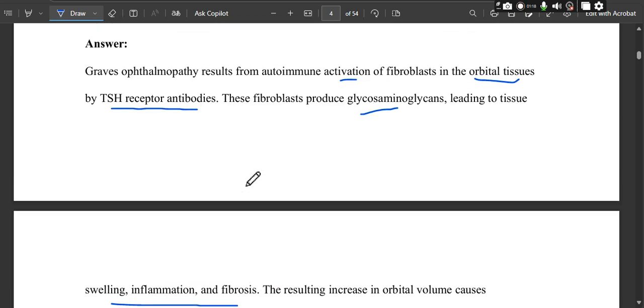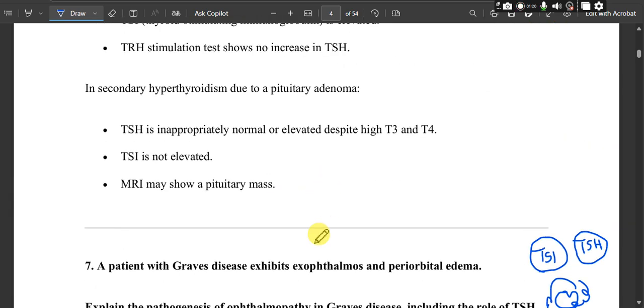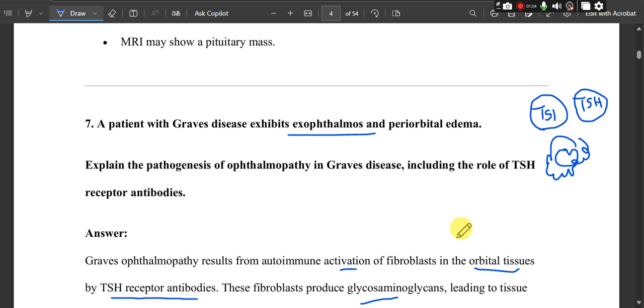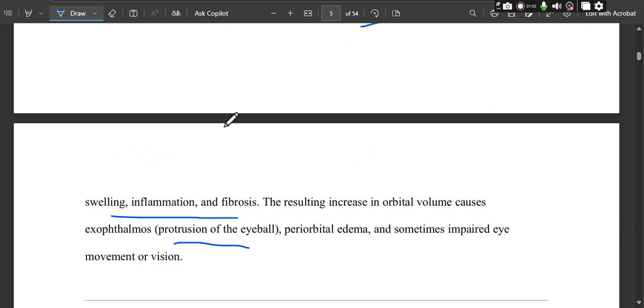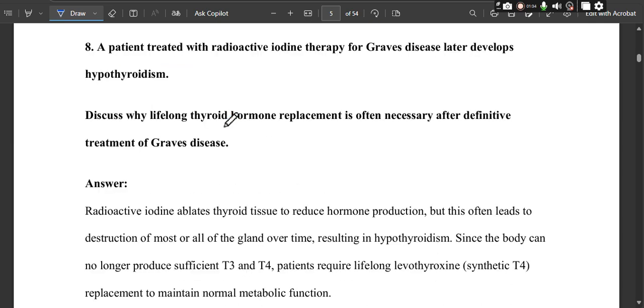This is what is called exophthalmos, with periorbital edema. So there is edema taking place behind the eyeballs, pushing them outward. This is a clinical sign that is seen in a patient with Graves' disease.